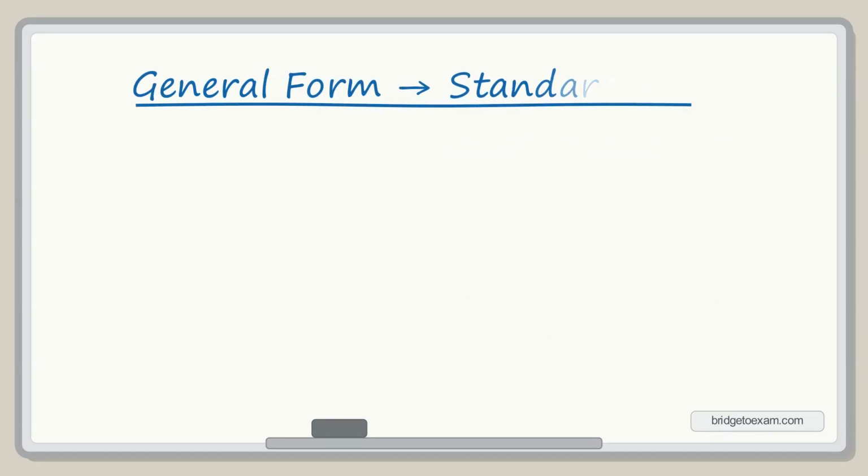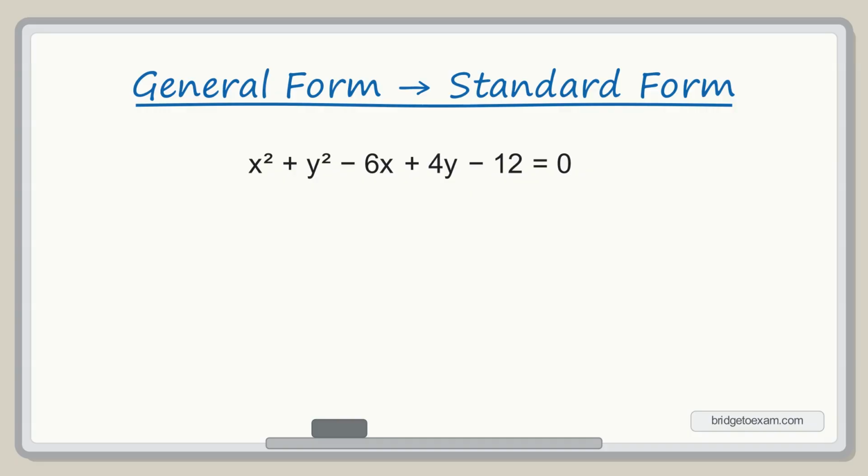Sometimes the equation is scrambled into general form. To find the center and radius, we complete the square. Start with x squared plus y squared minus 6x plus 4y minus 12 equals 0. Group the x terms together and the y terms together, and move the constant to the right.